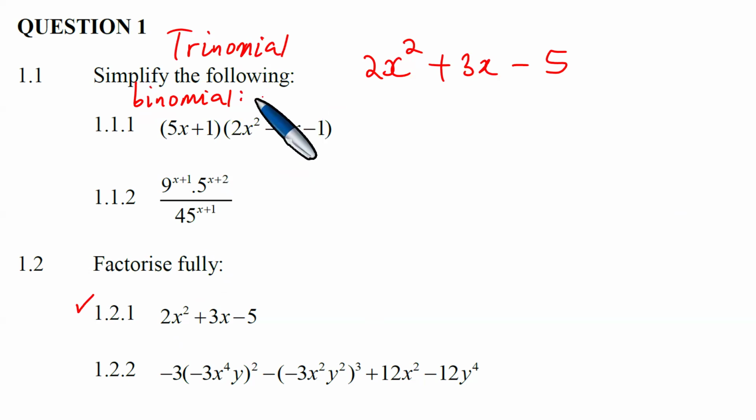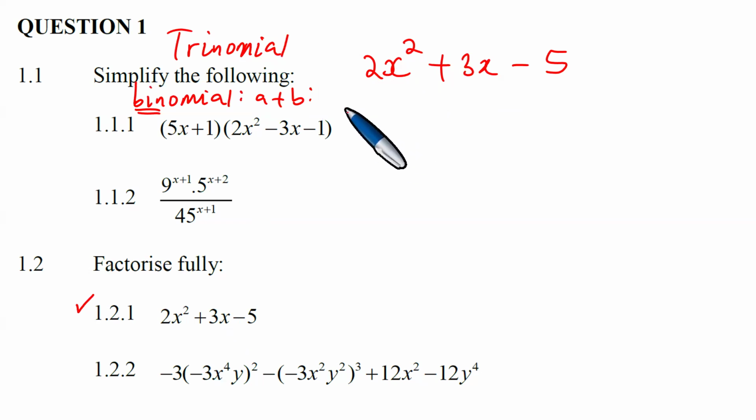A binomial means that there are 2 terms. Bi means 2. So we have 2 terms like A plus B. Trinomial means there are 3 terms, 1, 2, 3. And it's a trinomial. And this has nothing to do with what you call the degree of each term, because 2x squared has degree 2. The 2 is called the degree or the power of the x. Okay, good. We are in business.